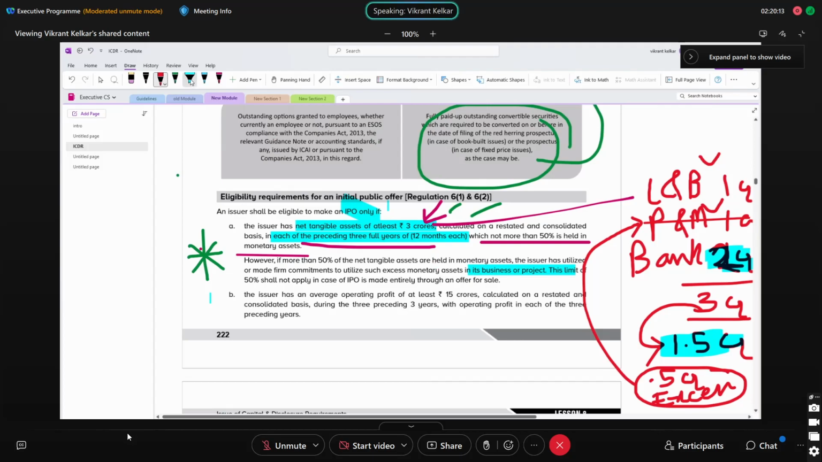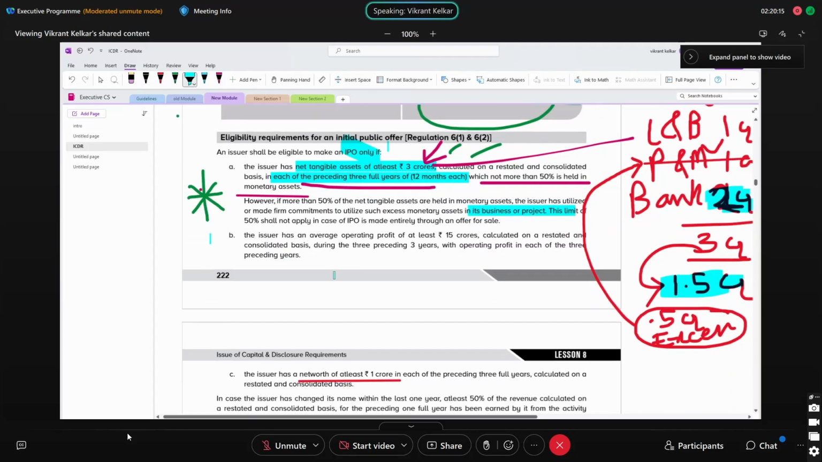Let us check out the second condition. The issuer has average operating profit of at least 15 crore. Now, this is the new thing. Here we are talking about average. Average of what period? 3 preceding years. Same condition: your company should be functioning, working for at least 3 years, and the average profit should be 15 crore. Means what?